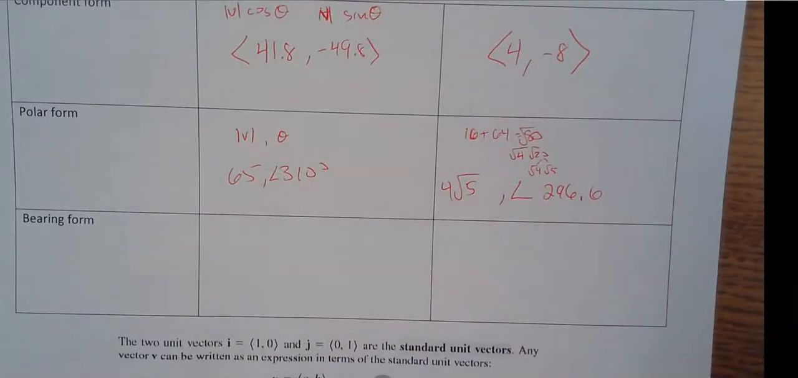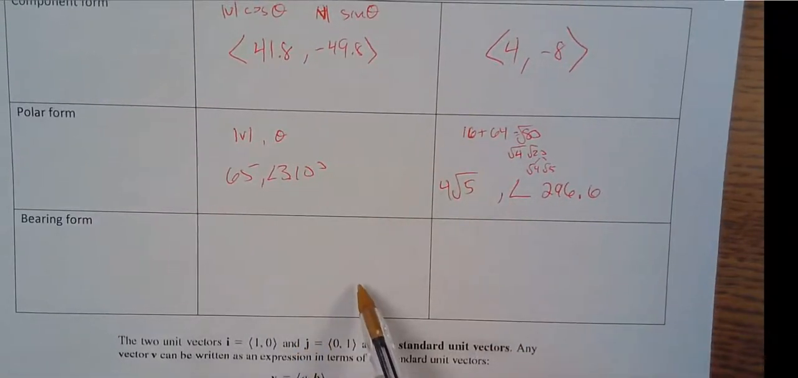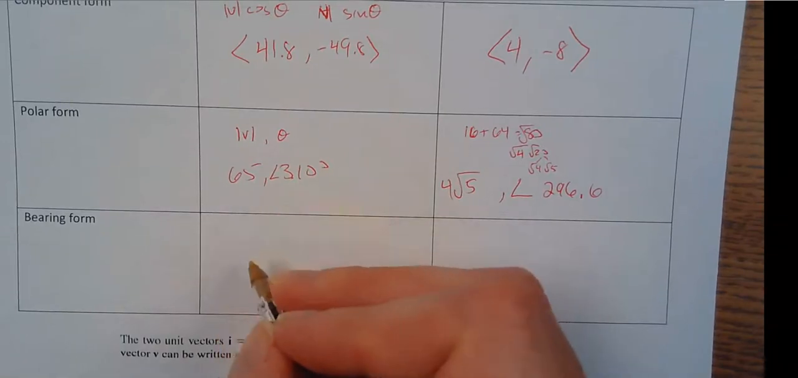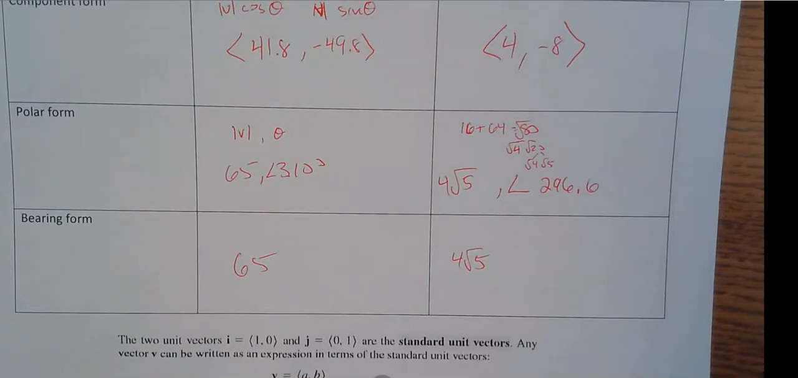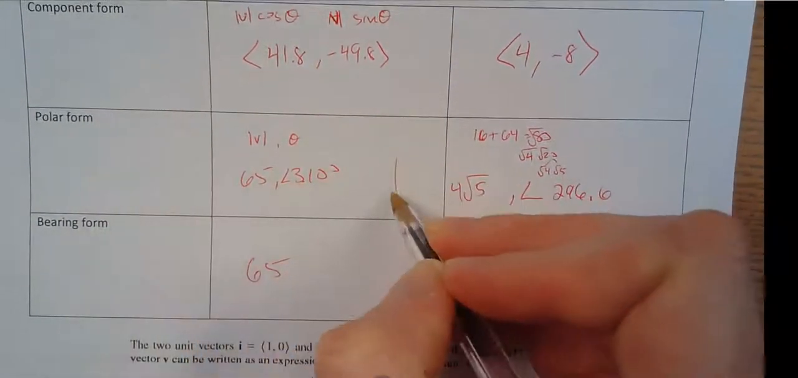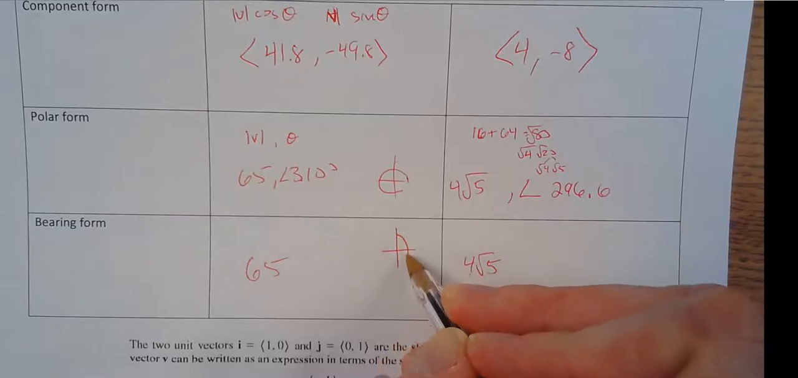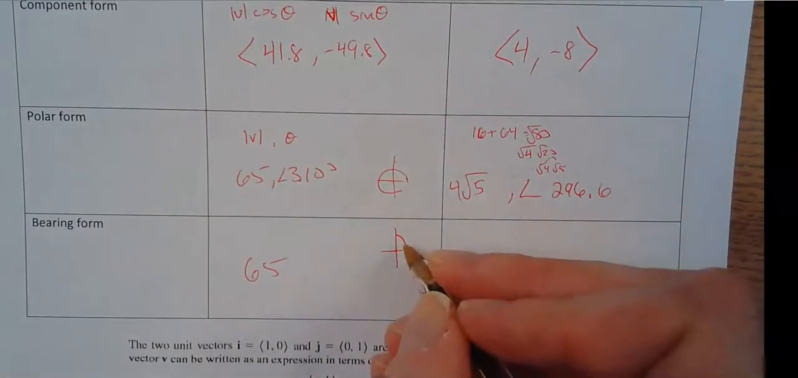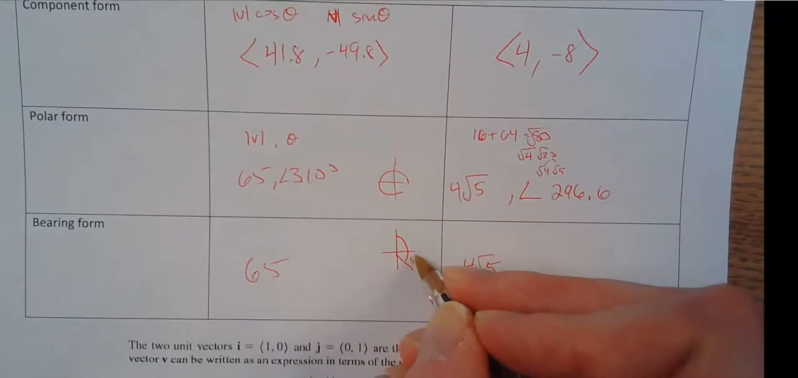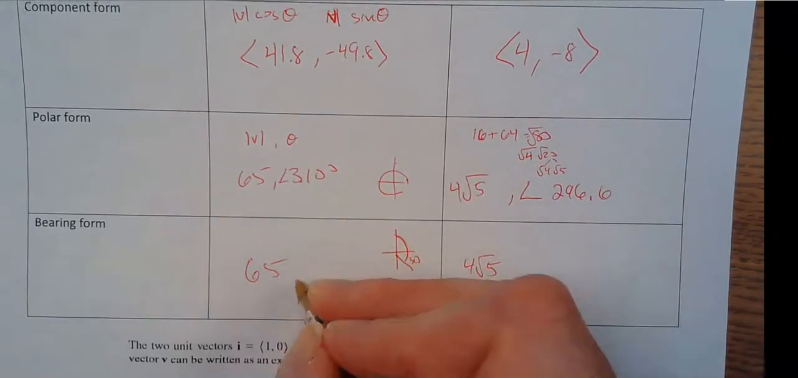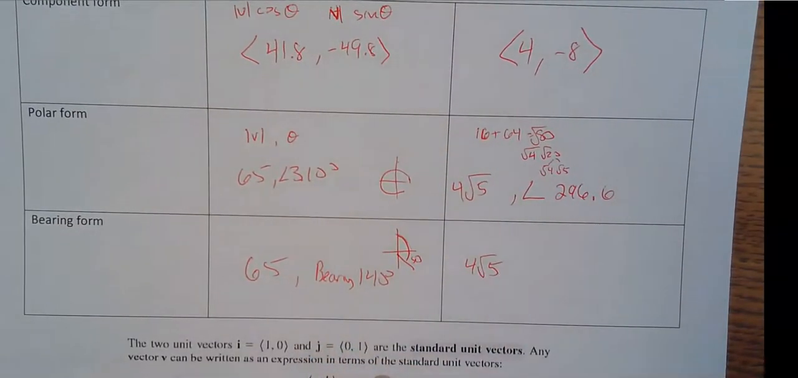Now bearing form, probably going to be easier to go from polar to bearing. But if you remember, bearing has to do with, we have to give it a magnitude. So this is still 4 radical 5. But now bearing is from straight north. So if this was 310 degrees around this way, we want to know how for bearing we go this way. So it was 50 degrees here. If this is 50 degrees here, you need to add 90 to it. So it'd be 140. So the bearing is 140 degrees from straight north.